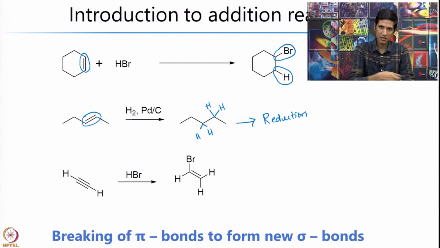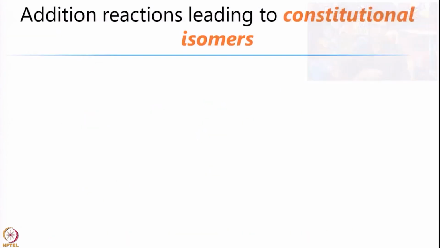And if you now take this argument further, one can look at 2 different kinds of examples, and let us first begin by looking at reactions in which there is a possibility of more than one product and where the products are constitutional isomers of each other. I hope you remember from your lectures on stereochemistry what we mean by constitutional isomers and stereoisomers.